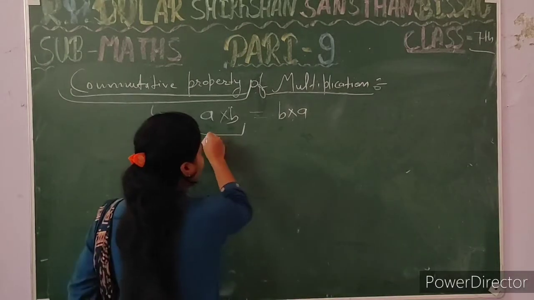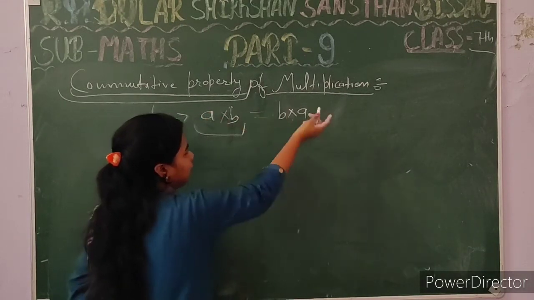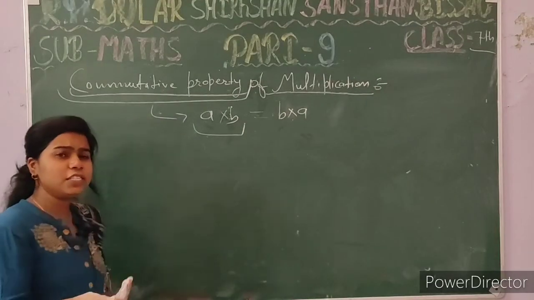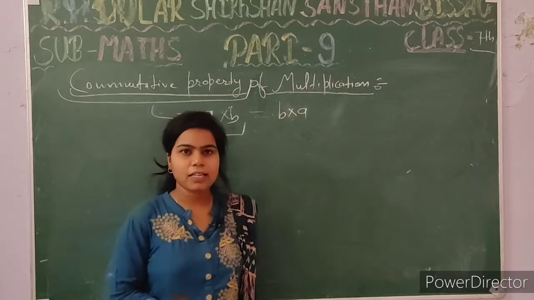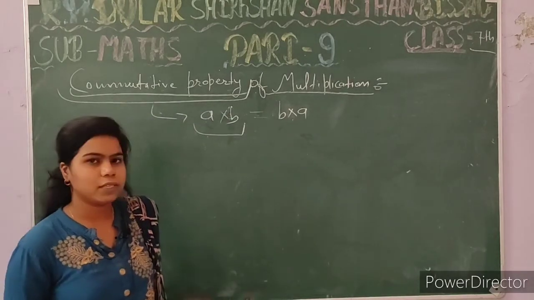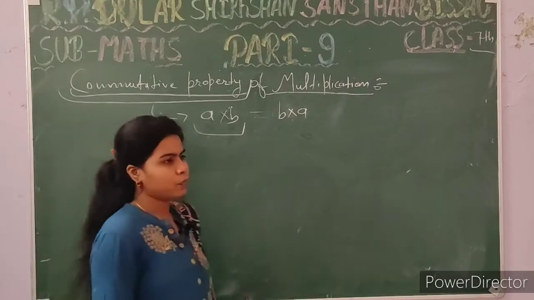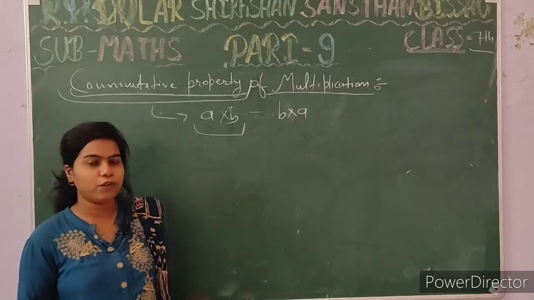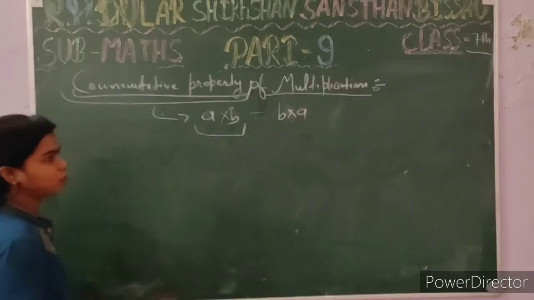So in the left hand side I write a into b, then in the right hand side I write b into a. I interchange the places of both integers. When we multiply both digits by interchanging them, will the result be the same or not? In today's class I will tell you that if the integers are positive and negative, then what will be the effect on the commutative property of multiplication? What will be the result?